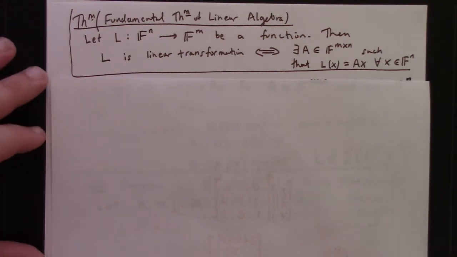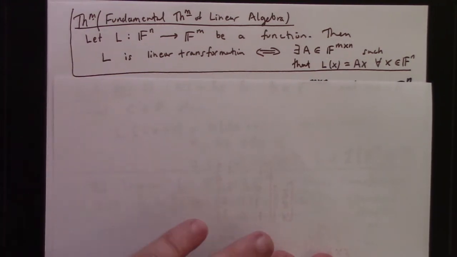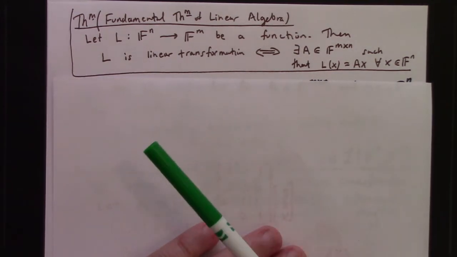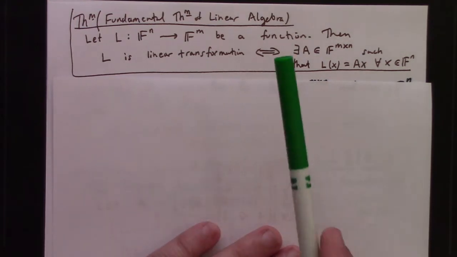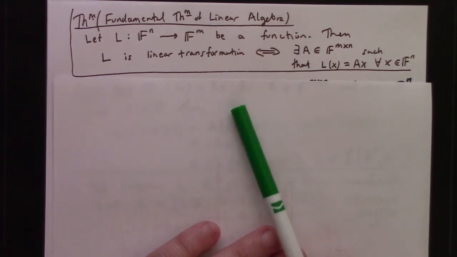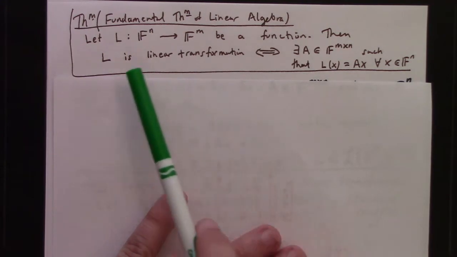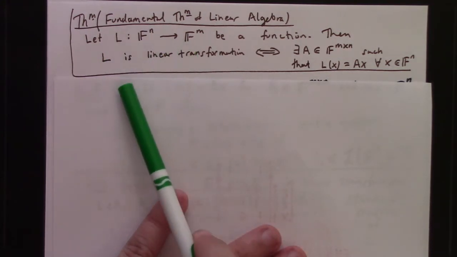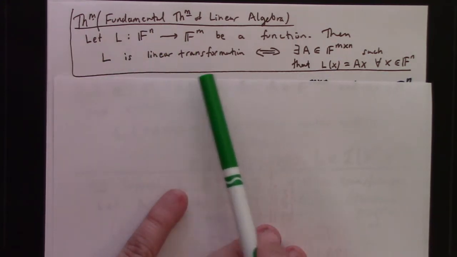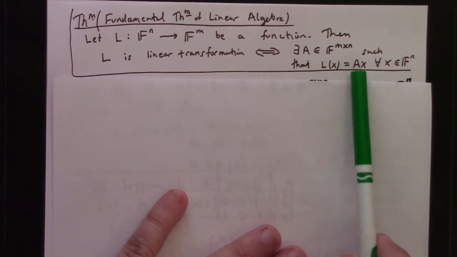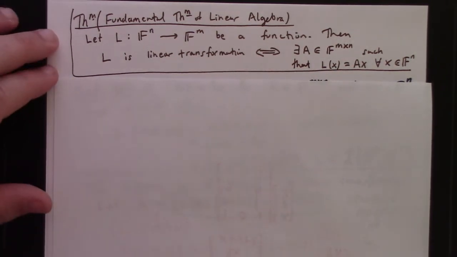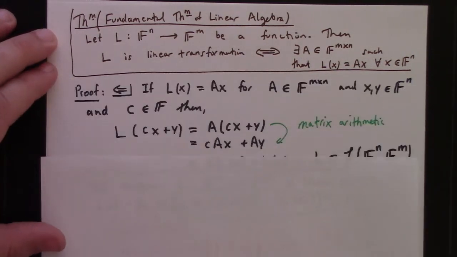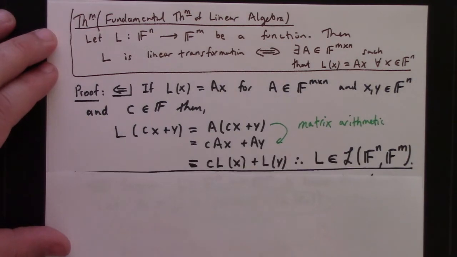Alright, so let's continue on here. The fundamental theorem of linear algebra just points out a pattern that you might have already noticed in the previous half dozen examples I showed you, which is simply this. If we have a function from Fn to Fm, then it's a linear transformation if and only if you can write it as a matrix multiplication. Alright, so this direction I already proved, and well, I mentioned it.